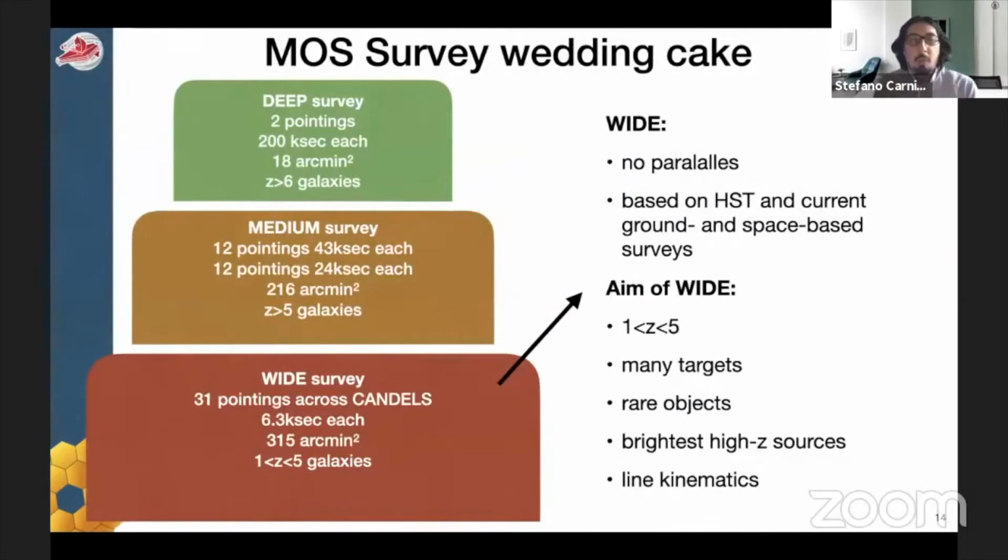Then we have the wide survey. This is not done in parallel, but is just based on current catalogs, particularly JWST catalogs. The idea is to have a very large survey, 31 pointings, to reach a large number of target galaxies. Here, mainly we are going to select galaxies between redshift 1 and 5, and as I said at the beginning, we are going to use 5 shutters because we want to study the line kinematics along the y-axis.